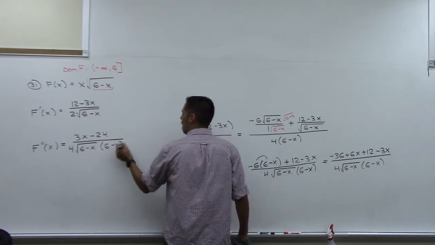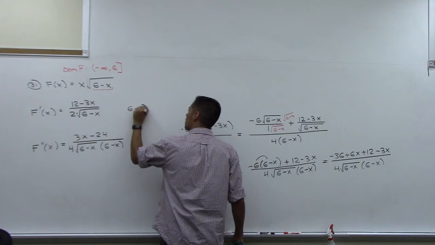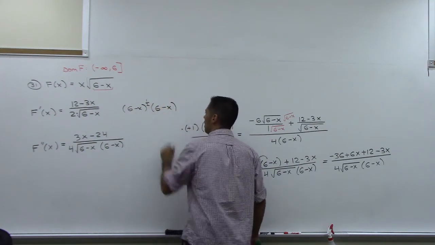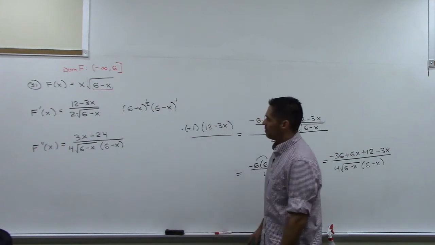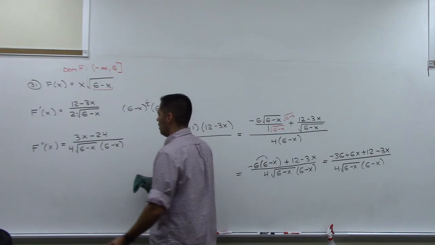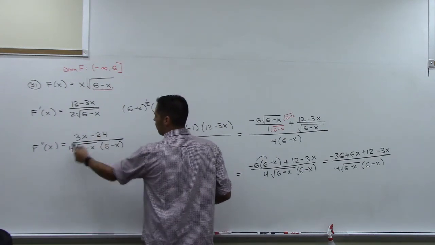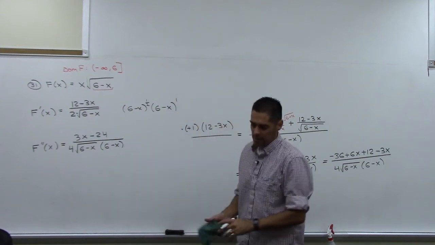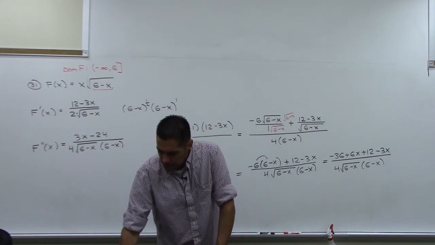By the way, you could put these two together. This root in that is the same as 6 minus x to the half times 6 minus x, and they have the same base, different exponents. You add the exponents, a half plus 1 is 3 halves. So you could, if you want, rewrite that as this over 4 times 6 minus x to the 3 halves. But I'll just leave it as that for now.